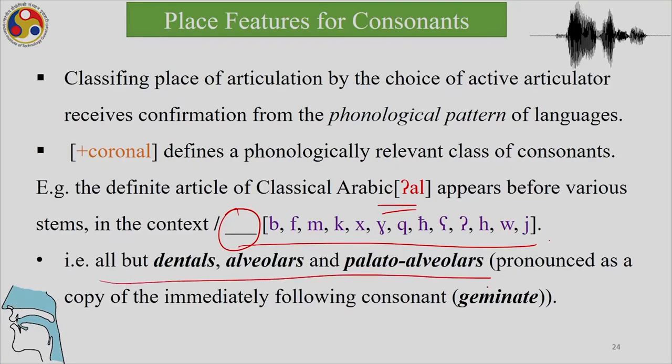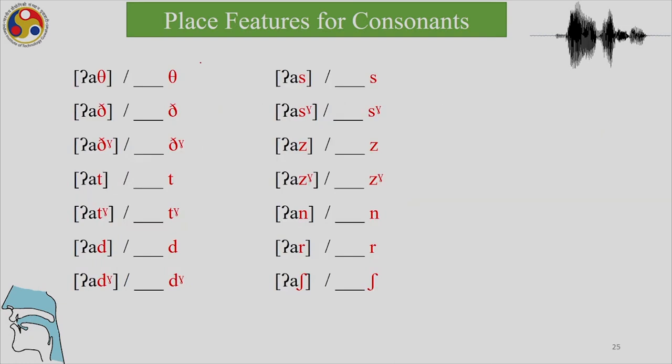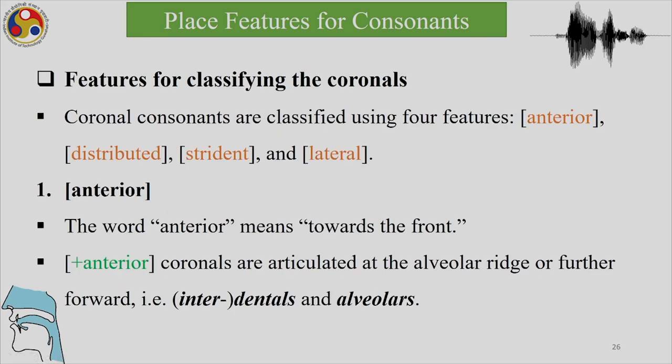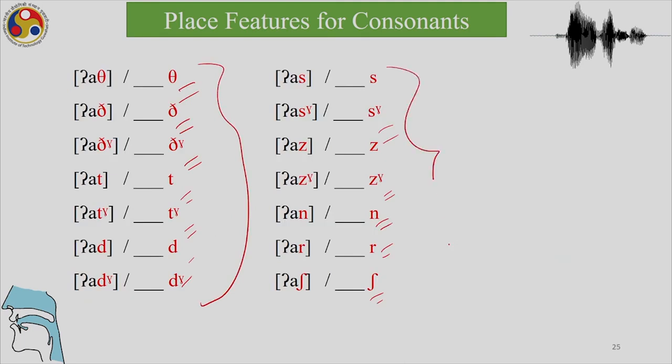And so here, all but dentals, alveolars, and palatoalveolars are pronounced as a copy of the following consonant, geminate. So except dentals, alveolars, and palatoalveolars, all others copy the following consonant. So that's why this can be expressed like this, with that as the context. So now, what is the environment for gemination? We have all these environments here. We have dentals, we have alveolars, we have also nasals, and we have approximants, and these are all coronal or dental. So they could all be expressed with one feature if they belong to one natural class.